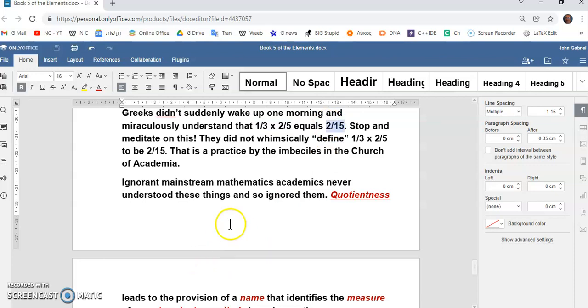And of course, you should stop and meditate on this for a long, long time. They did not whimsically define, as topologist orangutans do things in topology, that 1/3 times 2/5 is 2/15. It didn't just happen whimsically or by miracle. This is a practice held by the imbeciles in the Church of Math Academia. Okay, they've never understood these things, and so they've ignored them.